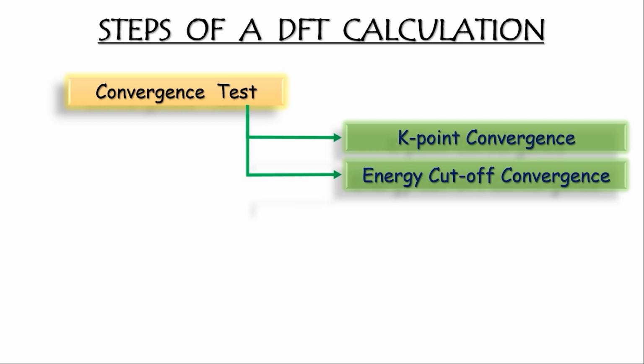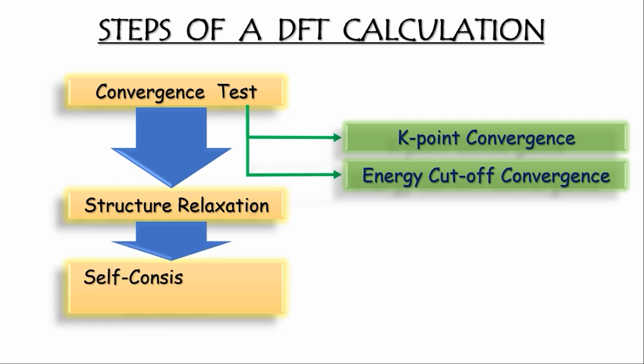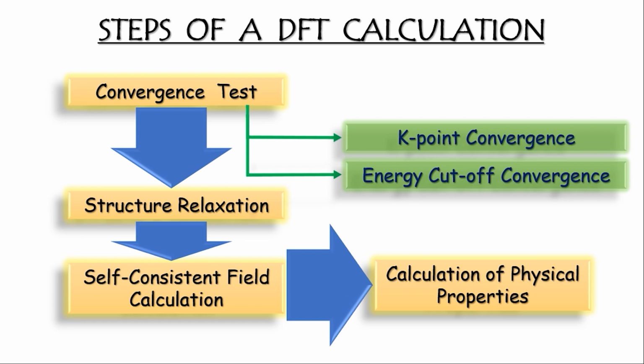Okay, once the convergence is confirmed, then you will have to relax the structure to get the atomic coordinates that are going to be used for further calculations. Once the structure is relaxed, you have the coordinates already, then you will have to perform a self-consistent field calculation, or SCF calculation it is called. Actually, for most of the physical parameters, the self-consistent field calculation is a start. You have to do it. Once your self-consistent field calculation is performed, you can move on to calculate other physical properties. Okay. These properties may include dielectric constant, band structure, etc.